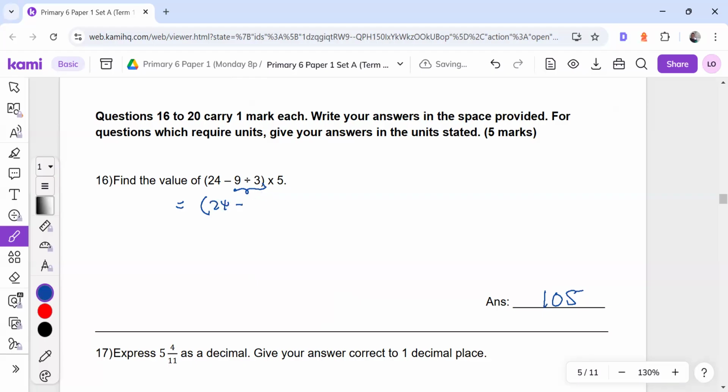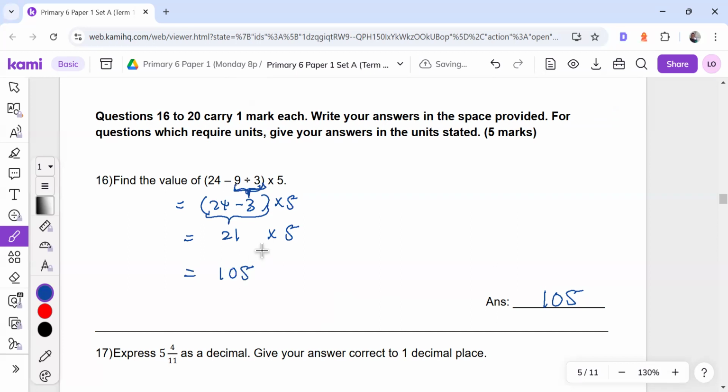24 minus, put the answer below the needle. There's a pointer lah. You can see a pointer here. And then times 5. Bracket still important. That's the most important. So do that first. So you 24 minus 3, 21. Then times 5. You get 105. And that's how you get the answer.